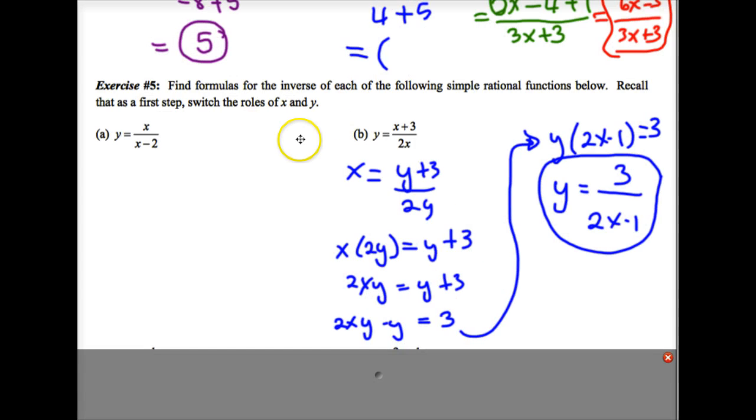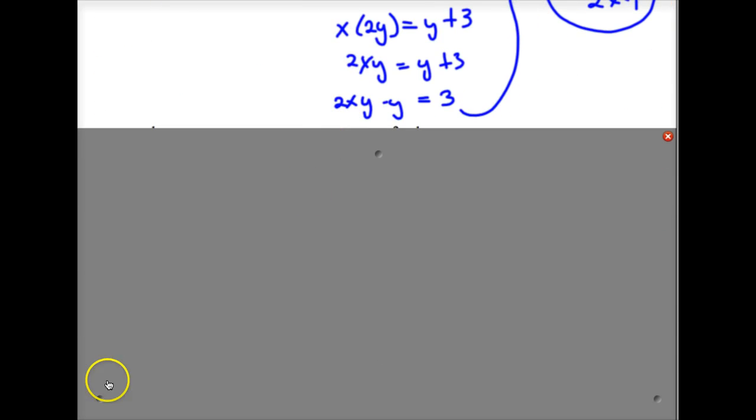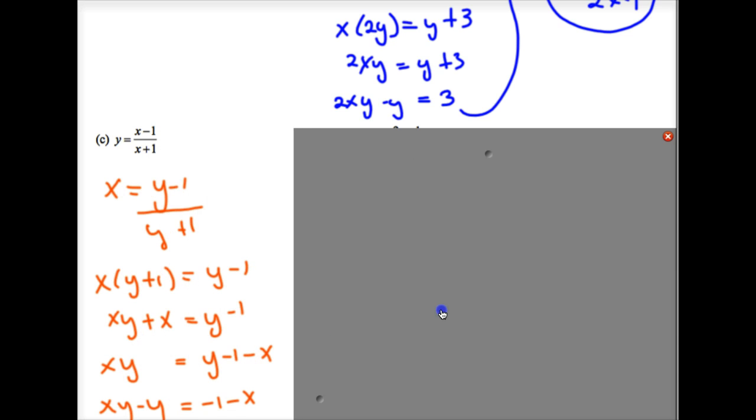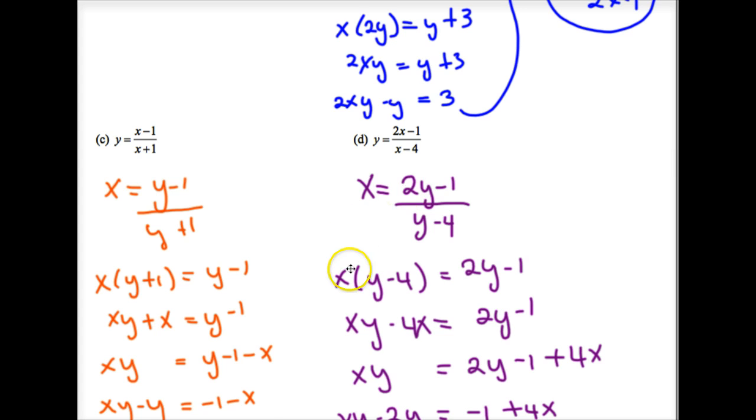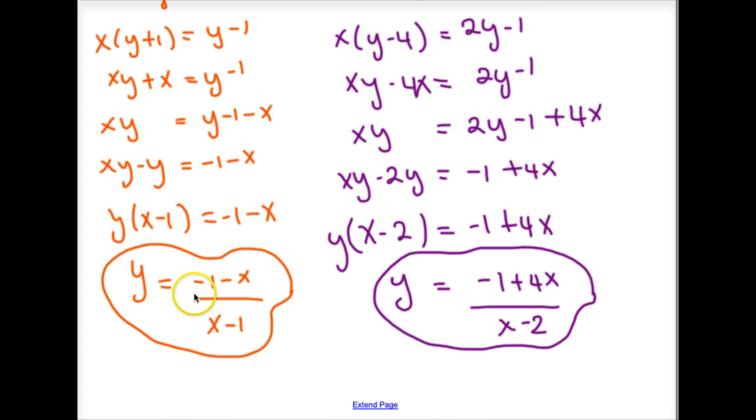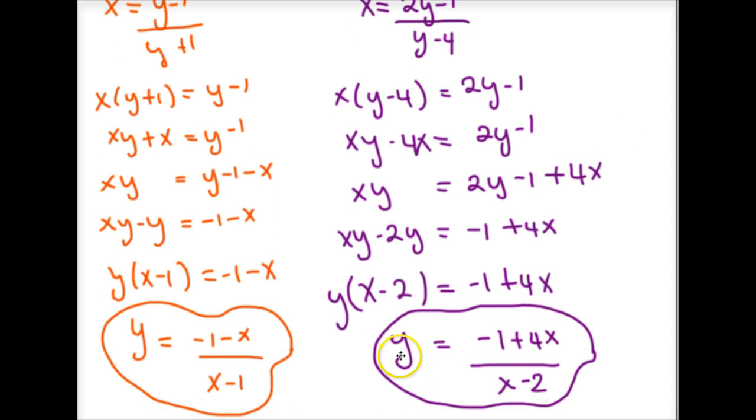So now that you got a chance to try this, I hope for B you got y equals 3 over 2x minus 1. If you did, great job. Now let's check out C and D. So for C, you should have gotten minus 1 minus x over x minus 1. And then for D, the last question, we got y equals minus 1 plus 4x all over x minus 2.